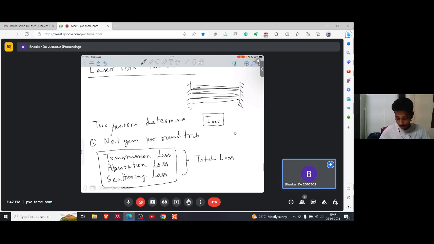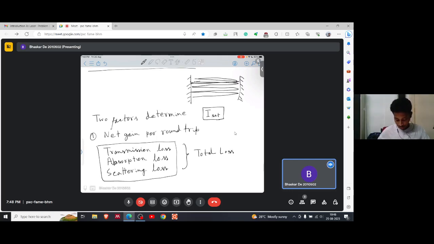So basically the beam is coming here and going there, and after two reflections there will be certain transmission loss, absorption loss and scattering loss. So these two mirrors are not perfectly ideal. This mirror will have a certain amount of transmission. So these two mirrors will not perfectly reflect back the beam. Some part of the beam will be transmitted through the mirror, some part will be absorbed by the mirror, and then there will be scattering of the beam. So these three losses collectively should not be higher than the net gain per round trip.